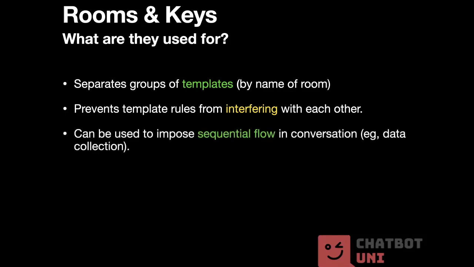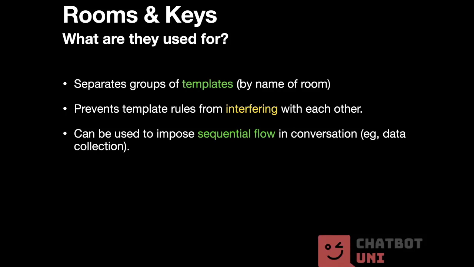Now, rooms and keys can also be used to impose something called sequential flow in a conversation. That means right now the chatbots are not sequential flows. They use something called declarative programming. So if you've done any kind of programming, you'd know that most programming languages are very much sequential. They do A, B, C, D, E, F, from start to finish. Okay, but the chatbots are not like that. They are done using template matching, and so template matching is inherently non-sequential.